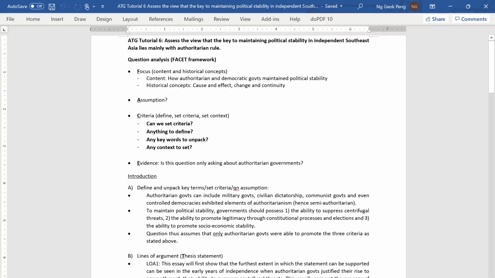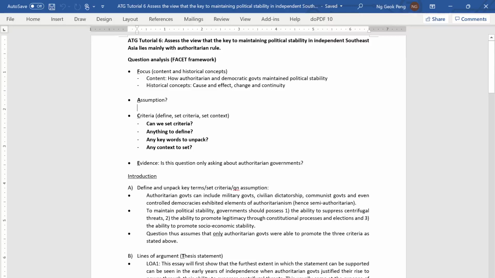All right, question analysis, you always use a facet framework. Let's see how this can be done. So the focus, this is something you won't be able to write in your introduction. This is just to make sure that you are on the right track and you know which part of your lecture notes you're supposed to draw the content from. The content is basically these two forms of government, and how they maintained political stability.